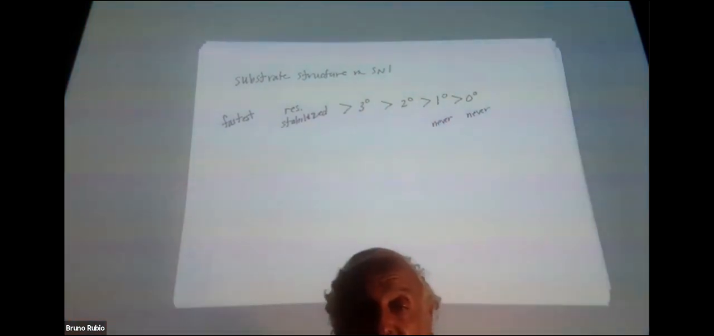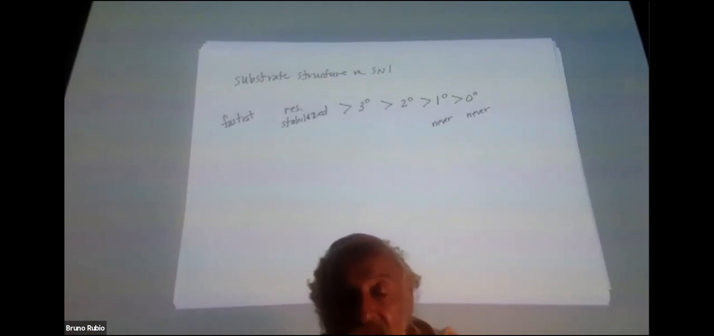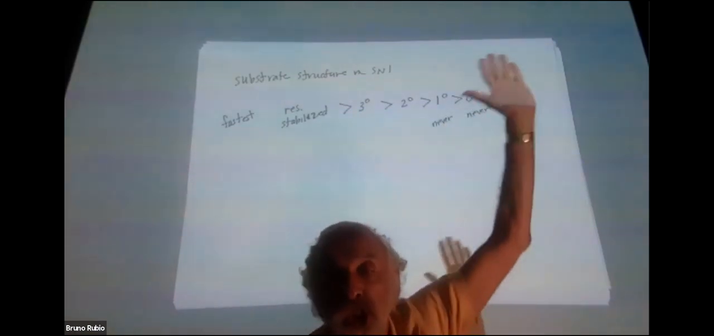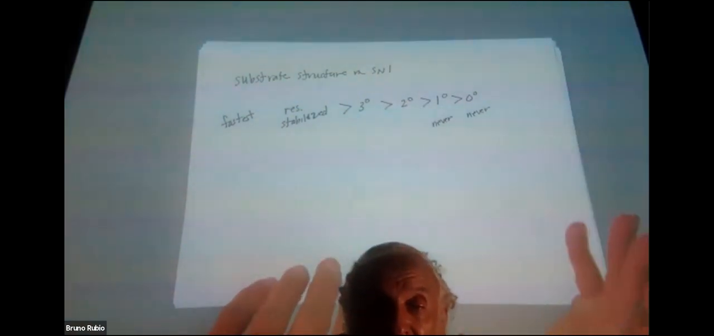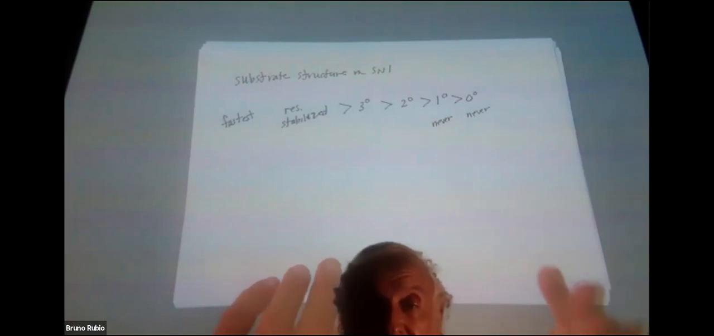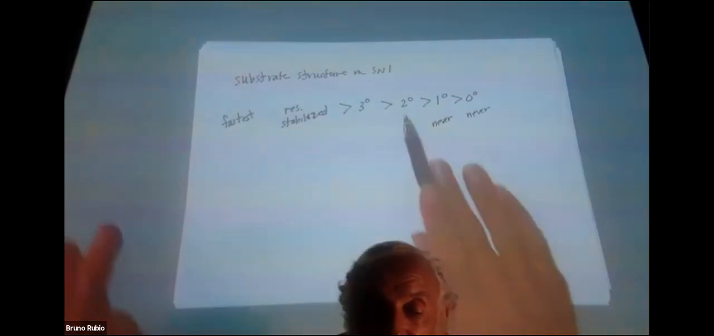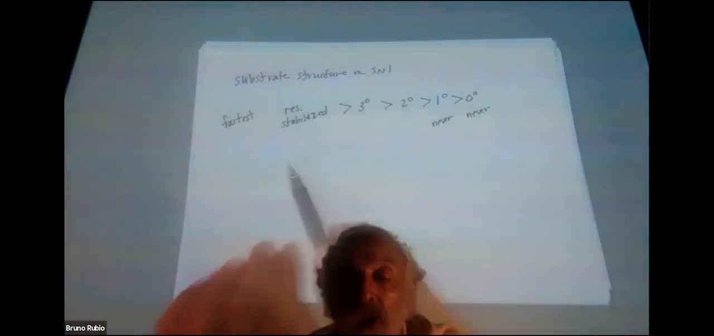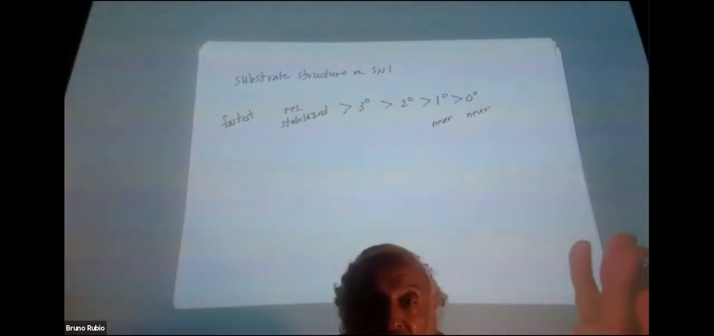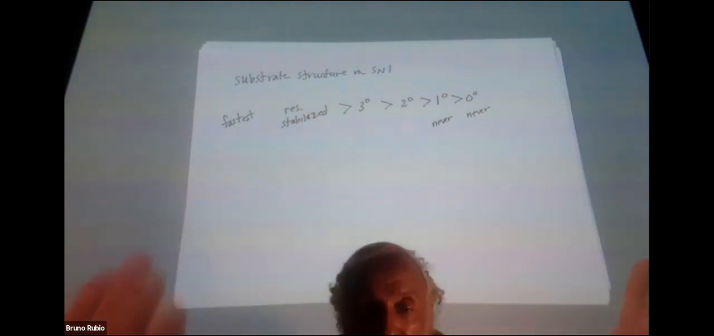Right, we never see an SN1 reaction on a primary substrate or on a super primary substrate because the energy of these carbocations is just prohibitively high. So effectively a secondary substrate is the end of the line when it comes to SN1. So we see that it's the exact opposite of the SN2 substrate structure reactivity order.